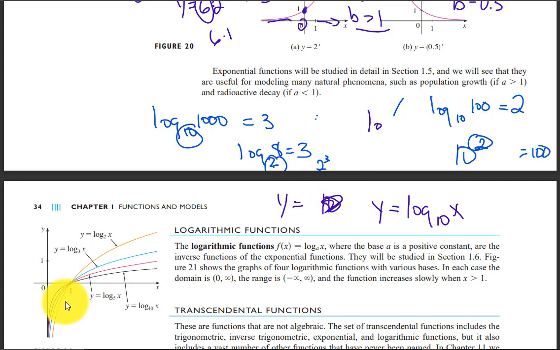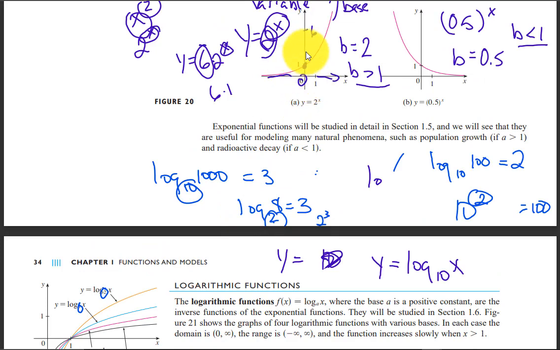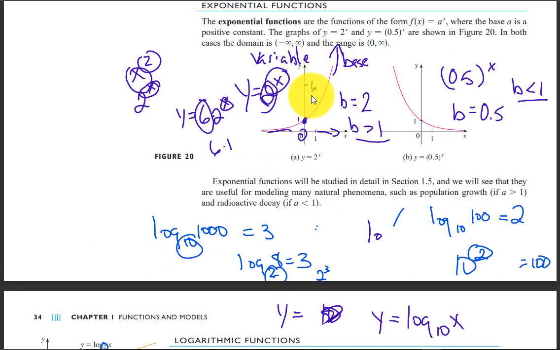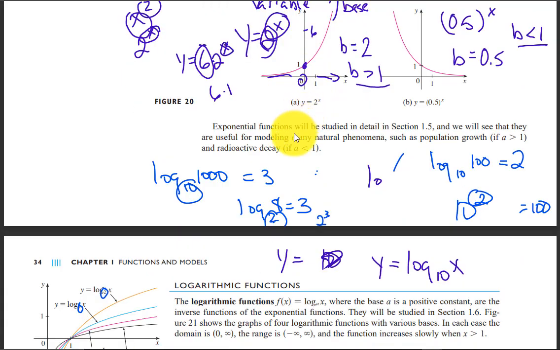And these are graphs of different log functions for different bases. So there's a base of 2, a base of 3, and so on. And these grow very slowly, especially compared to the exponential function, which grows much faster. But even compared to polynomial functions, the logarithmic functions grow very slowly.